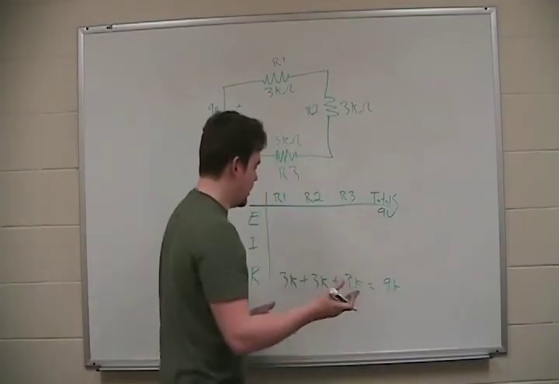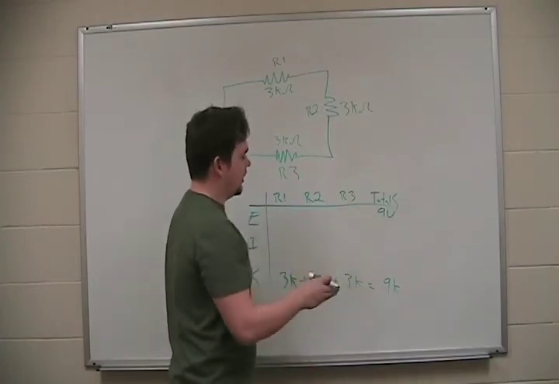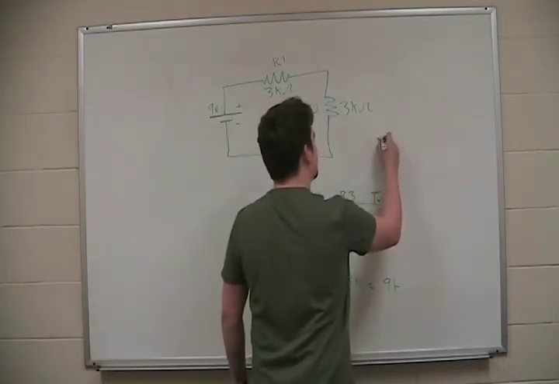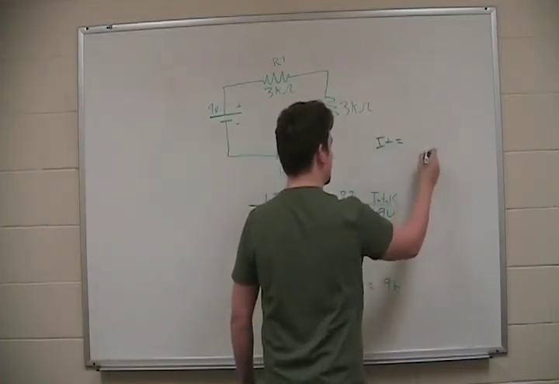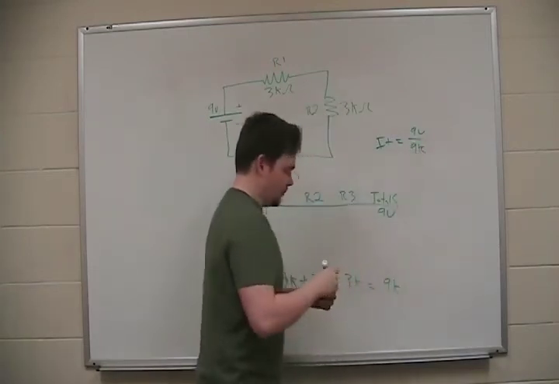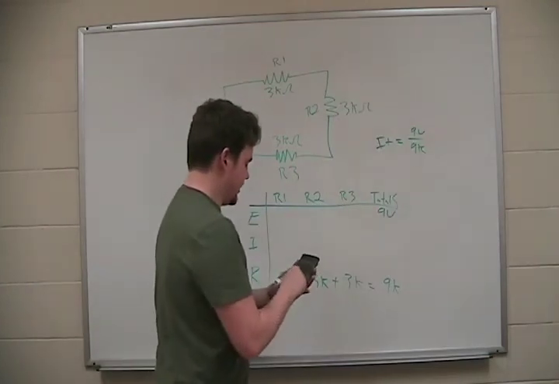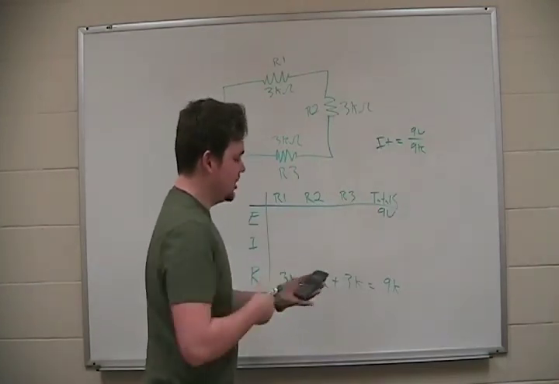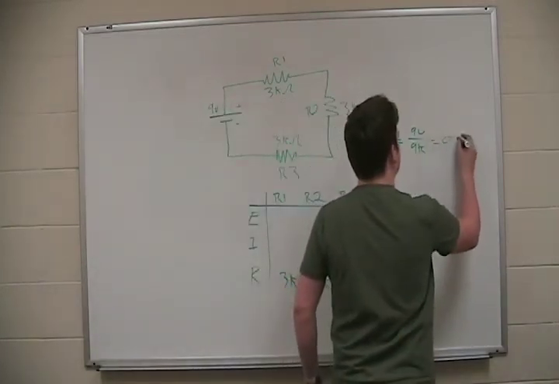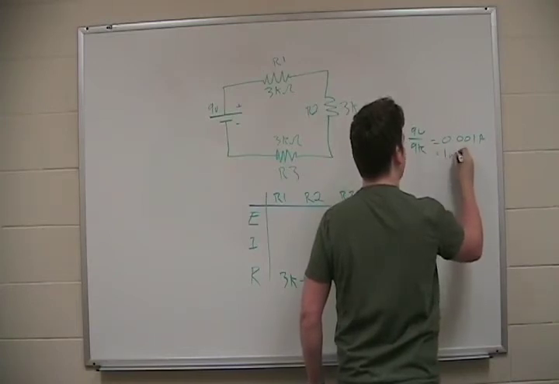Great. So now we can find total current. And remember, I equals E over R. So I total equals 9 volts over 9K. Again, bring out your trusty calculator. 9 divided by 9,000 equals 0.001 amps, or 1 milliamp of current.